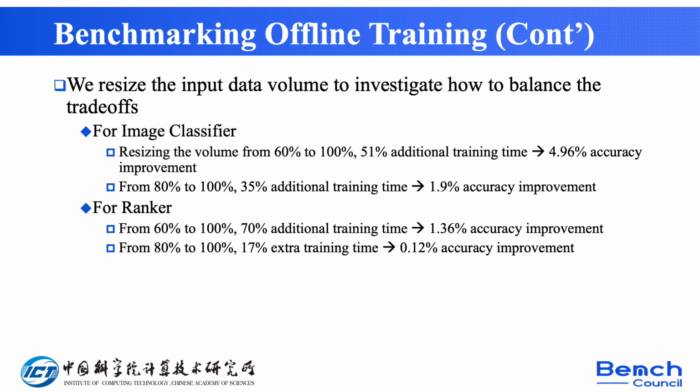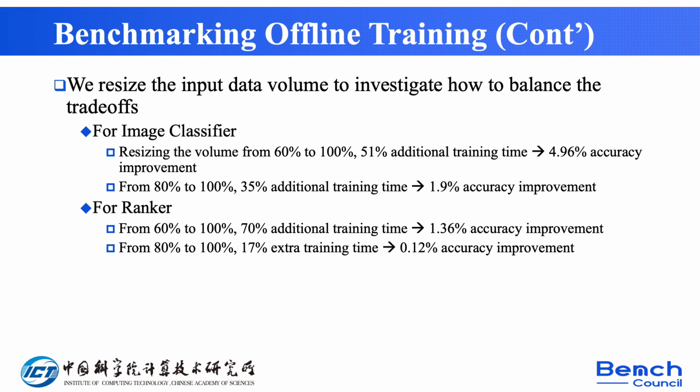We evaluate how to balance the trade-offs among model update intervals, training overheads, and accuracy improvements using the AI offline trainer of e-commerce intelligence. We resize the input data volume to investigate how to balance these trade-offs. For image classifier, 51% additional training time brings 4.96% accuracy improvement, and 35% additional training time brings 1.9% accuracy improvement.